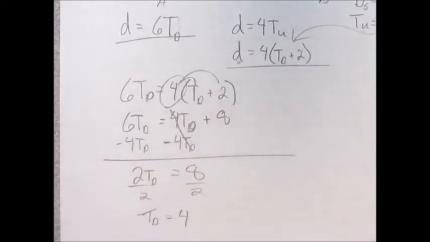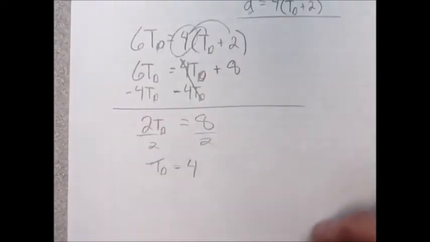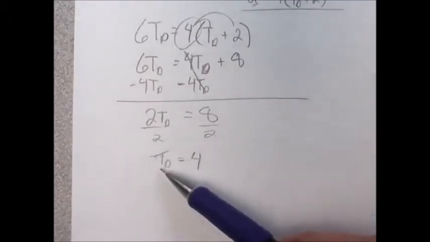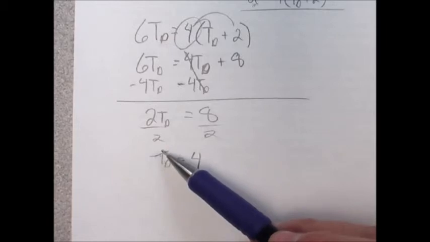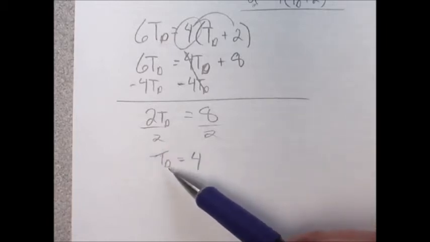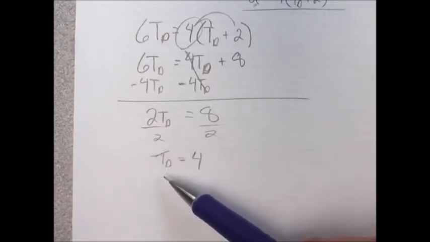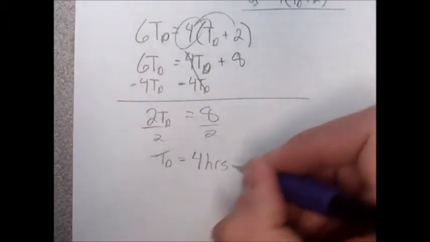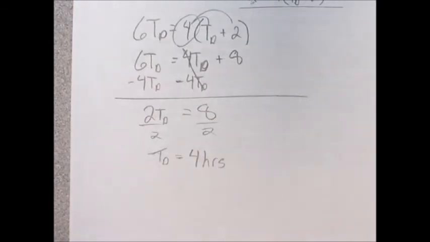Uh-oh. What are we talking about? Let's read this again. What is t sub d? What does t stand for? Time downstream. So 4 can't be 4 miles an hour. It can't be 4 miles. It has to be hours, right? So 4 hours downstream. Now let's make sure we're going to answer the question.